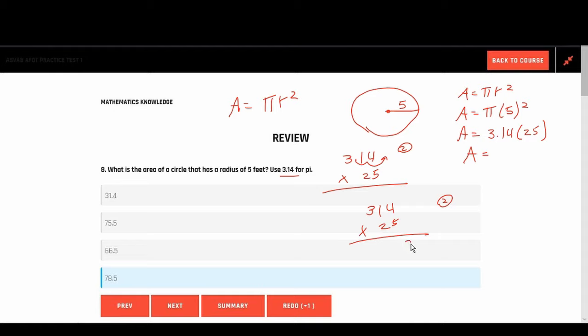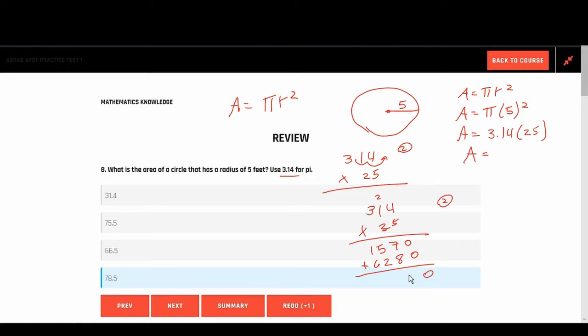5 times 4 is 20, carry the 2. 5 times 1 is 5, plus 2 is 7. 3 times 5 is 15. Since we're starting this 2, we have to add a 0 before we begin. 2 times 4 is 8. 2 times 1 is 2. 3 times 2 is 6. Let's add 0 plus 0 is 0.